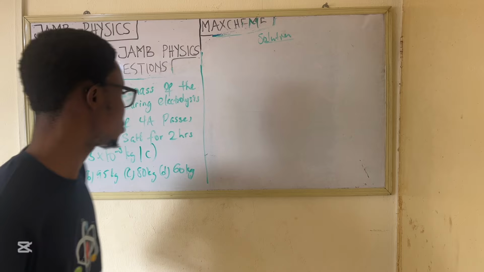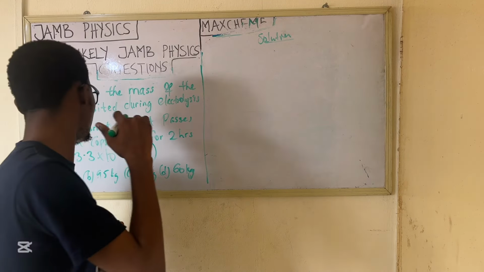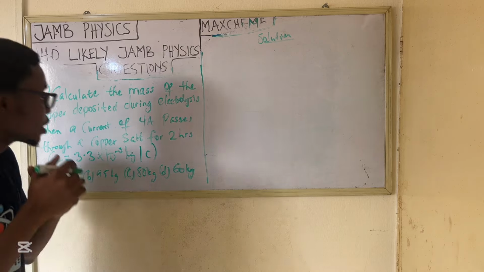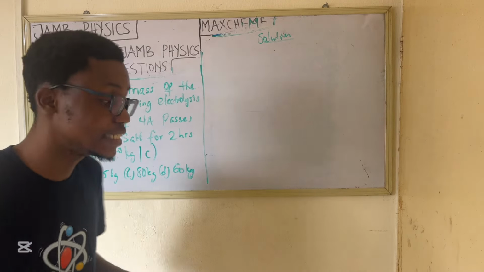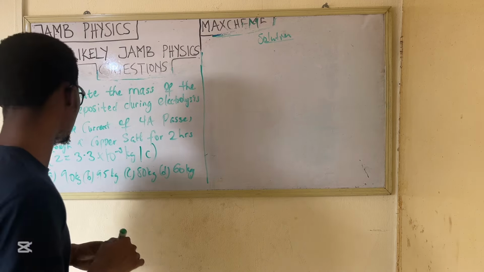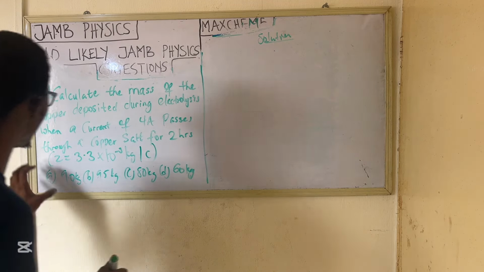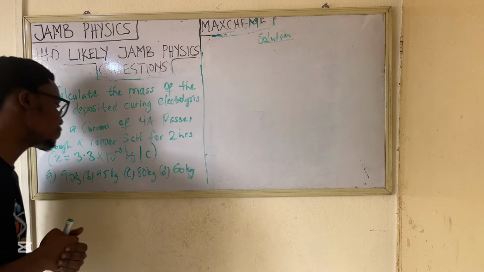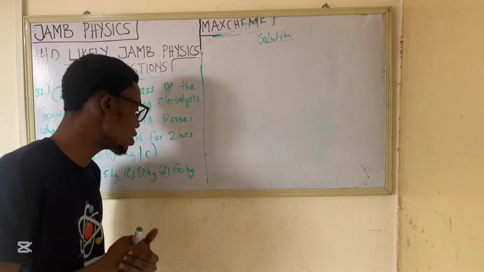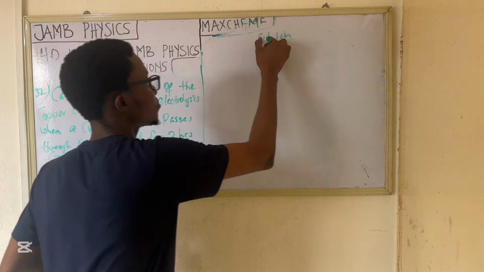So in this question, we use Z equal to 3.3 times 10 raised to the power minus 3 kilojoule per coulomb. Kilojoule per coulomb is the SI unit for the constant. Now look at the options: A is 90 kilogram, B 95 kilogram, C 80 kilogram, D 60 kilogram. Now let's solve this together.